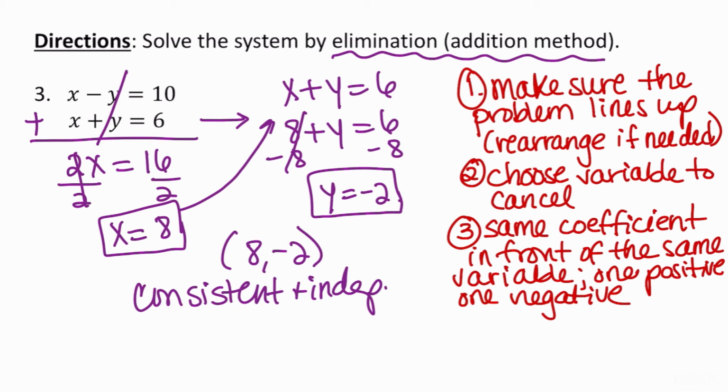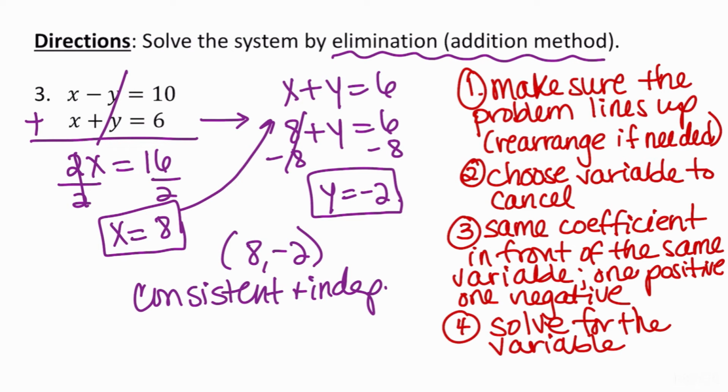And so you're going to have to use multiplication so that you can change the problem into another equation that you can then go ahead and cancel out. So we're going to do that in the next example. Once we're done, we're ready to solve for the variable through addition. So once you have the same coefficient in front of the same variable, one positive, one negative, you can cancel that variable. By addition, you're going to solve for the other variable.